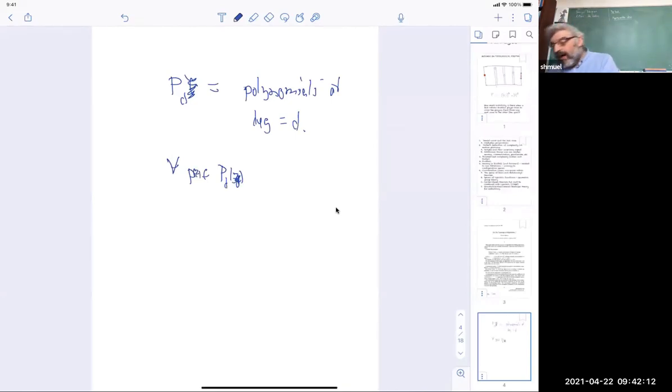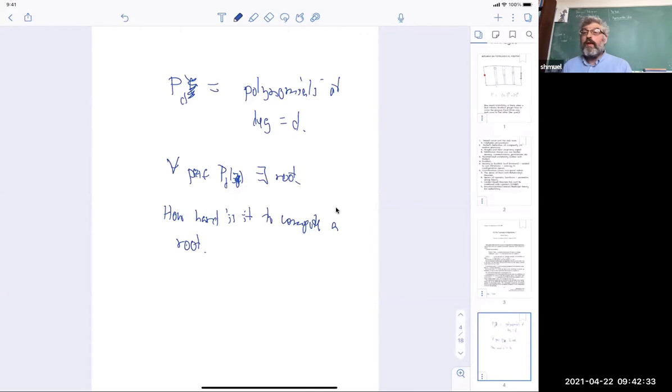And what he wanted to know is, the fundamental theorem of algebra says that for every polynomial p of z in P_D, there exists a root. Now what Steve asked was, how hard is it to compute a root? Okay. So here we have P_D.